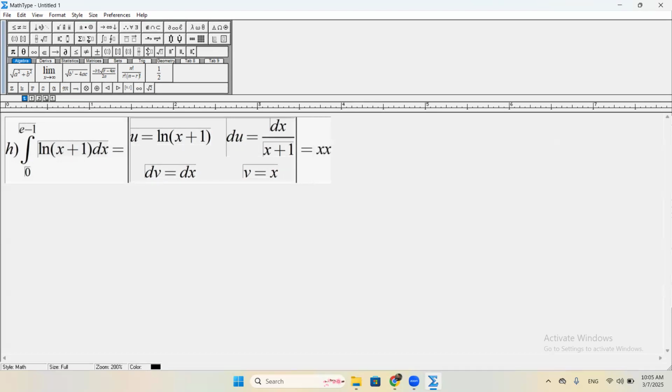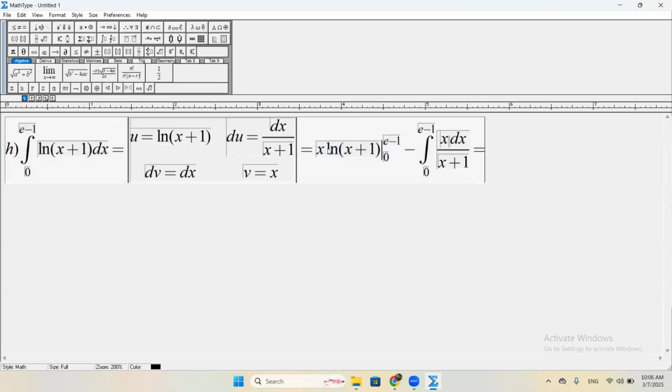So now integrating: x multiplied by logarithm of x plus 1 with substitutions from 0 to e minus 1. And minus the following integral. So from 0 to e minus 1, x dx over x plus 1.